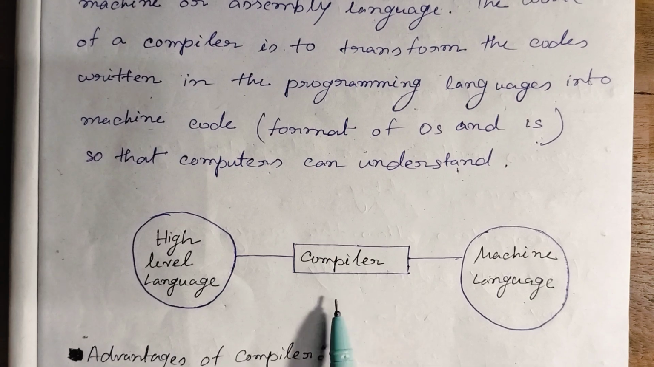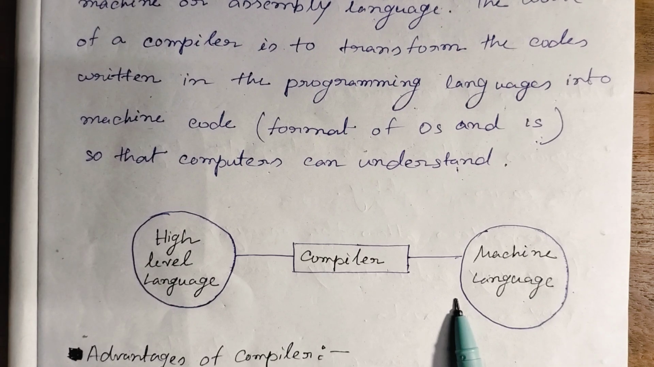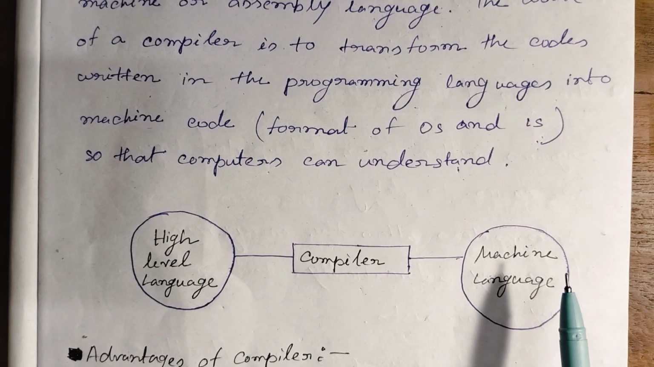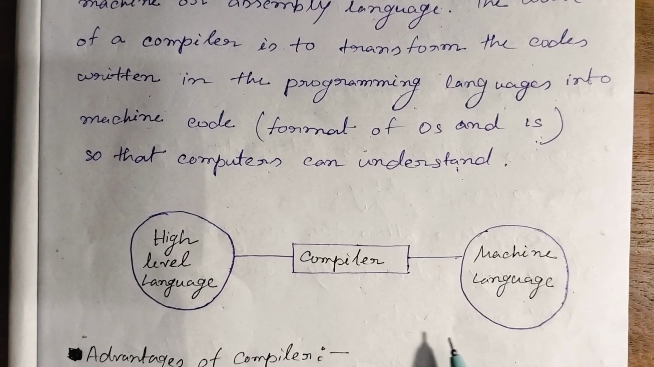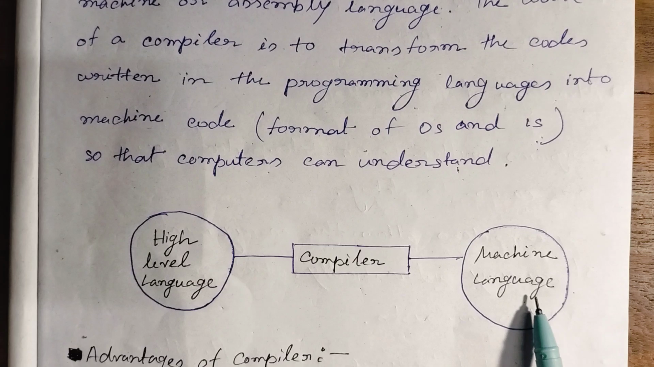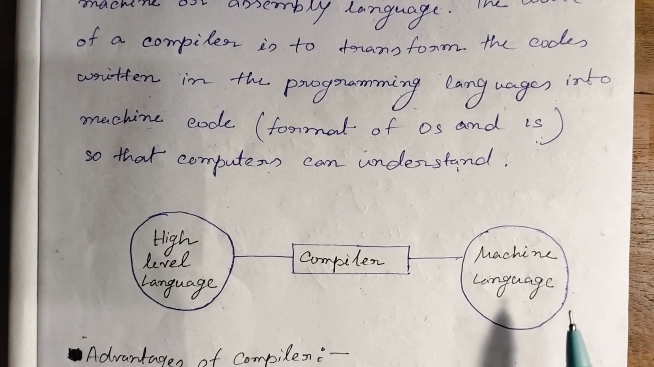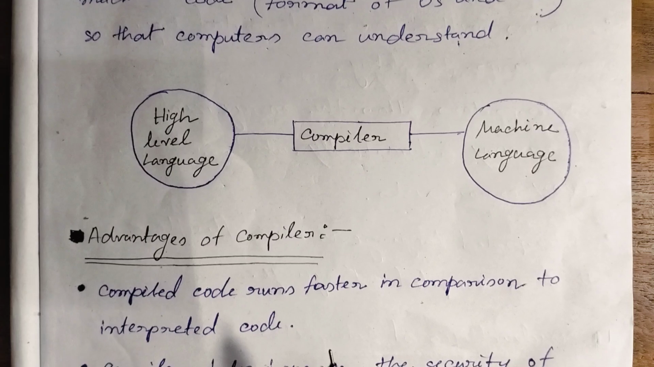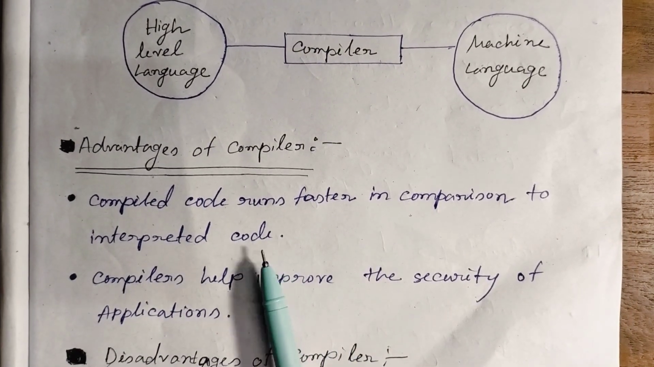So in a compiler, what happens? The compiler takes the full source code, for example an addition of two numbers. The compiler takes the full program and converts it to an object file, the obj file, and in the obj file the compiler converts the whole source code to machine code. That's how compilers work.